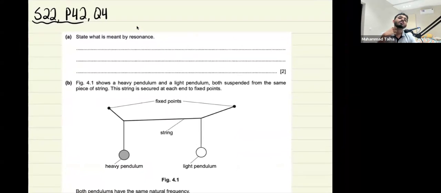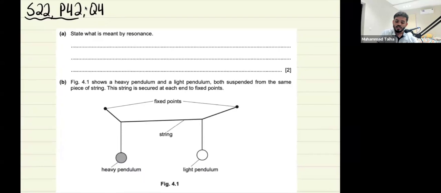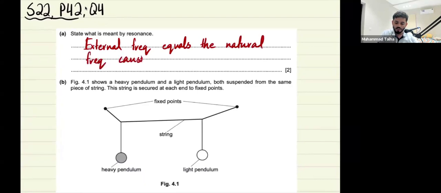This is another recent paper, Summer 22, paper 42, question number 4. Part A: state what is meant by resonance. This is pretty easy, honestly: the external frequency provided equals the natural frequency, causing a large increase in amplitude of oscillation. So this is stuff that we already know.